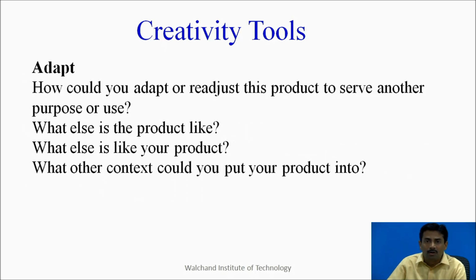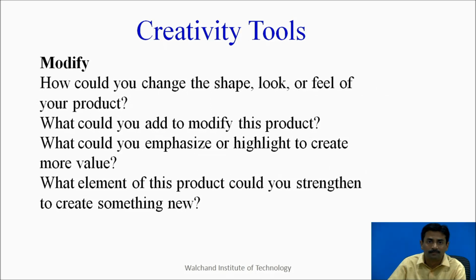Then comes adapt. For a present problem, which may be related to the product or process, which new thing can they adapt? It may be technology, it may be some other solution. How could you adapt or readjust this product to serve another purpose? What else is the product like? What else is like your product? What other context could you put your product into? So in the adapt step, they would be discussing these questions.